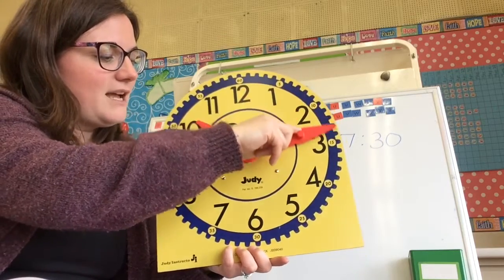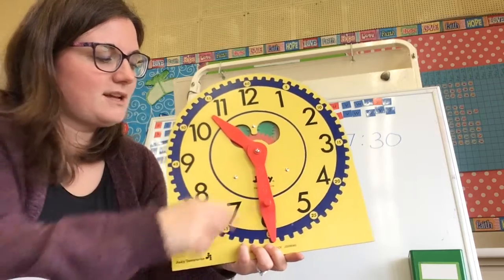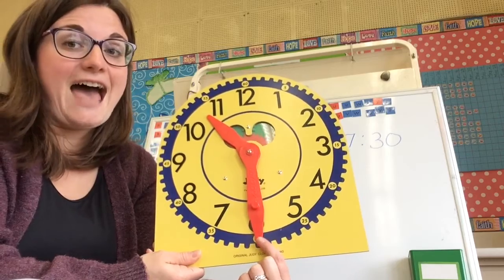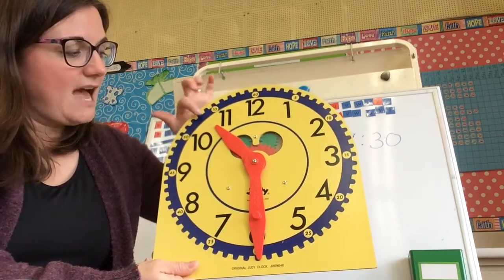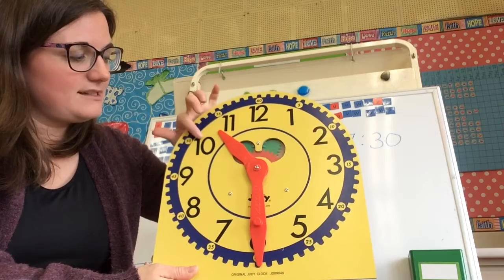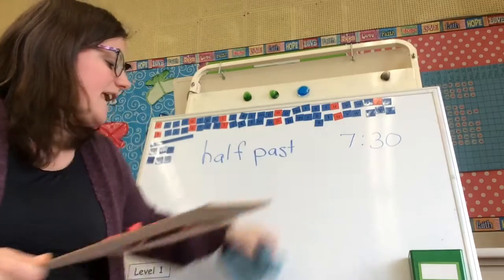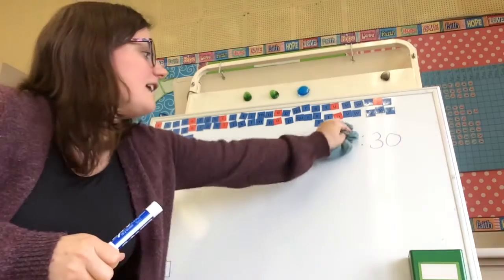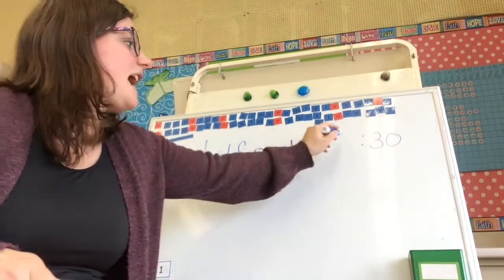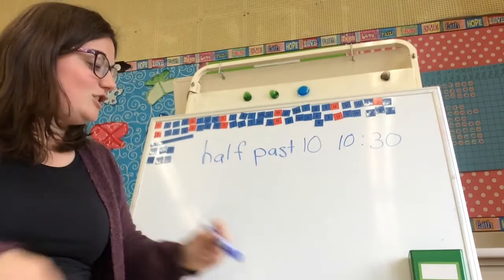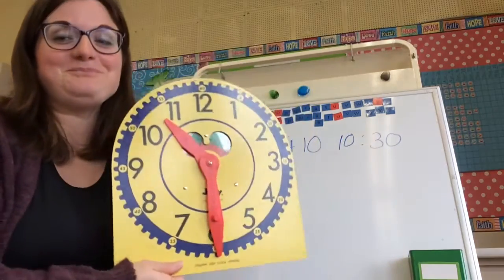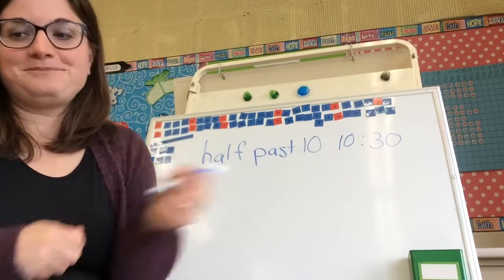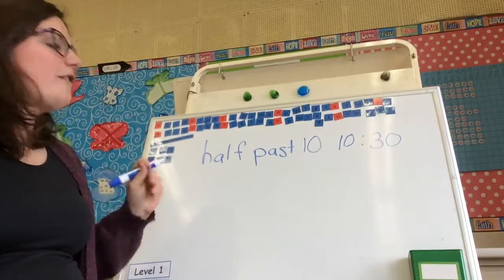And as I go around and as I stop right here, who can tell me what time that is? Again, it's down at the 6, so it's half past. And then what's the hour? The little hand's not at the 11 yet, so it's still the 10th hour. So we would say 10:30, or we say it's half past ten. And that's halfway between 10 and 11. And do you know what we do at school at 10:30? We are going outside for recess.